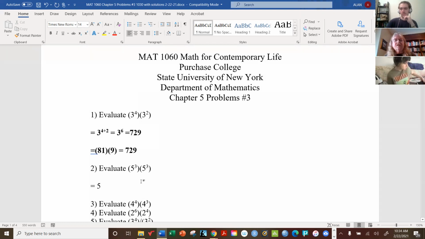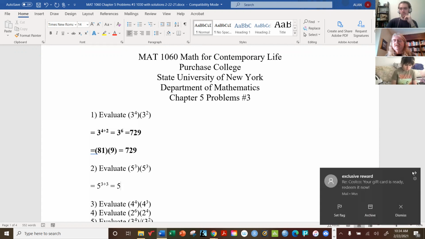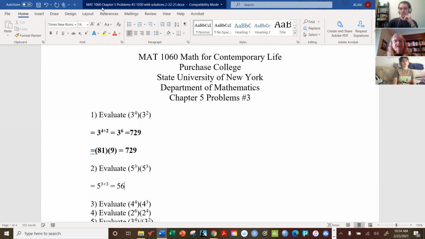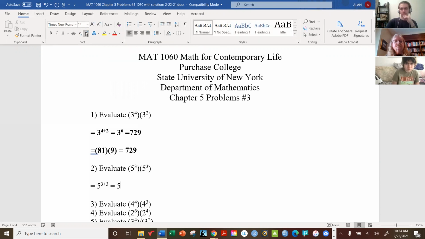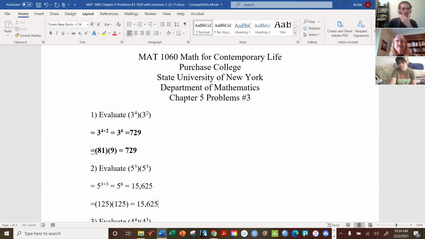All right, now for this one, we'll have 5 to the 3 plus 3 power, 5 to the 6th, and that turns out to be 15,625. Or you can multiply them individually. 5 to the 3rd power is 125. So you'll end up with 125 times 125, or 15,625, same thing.